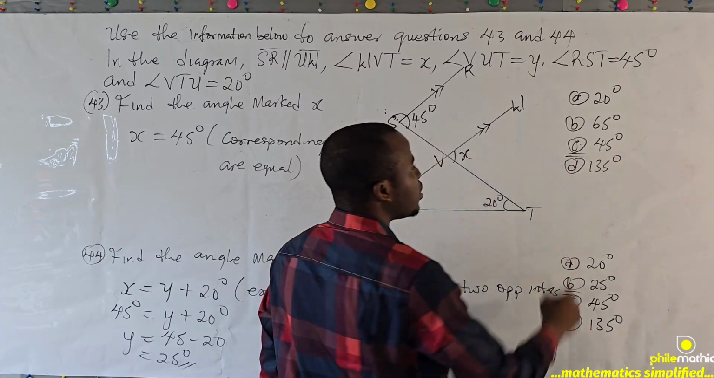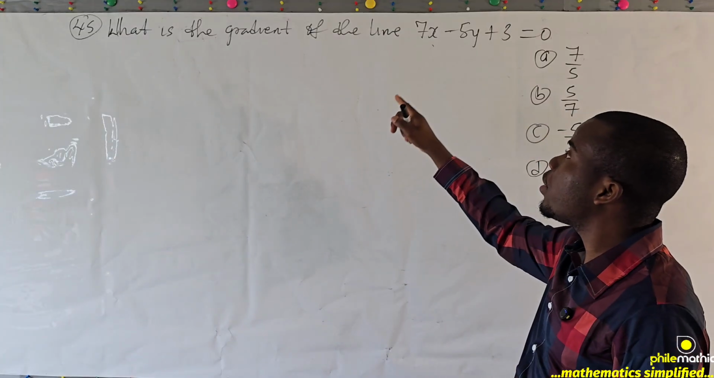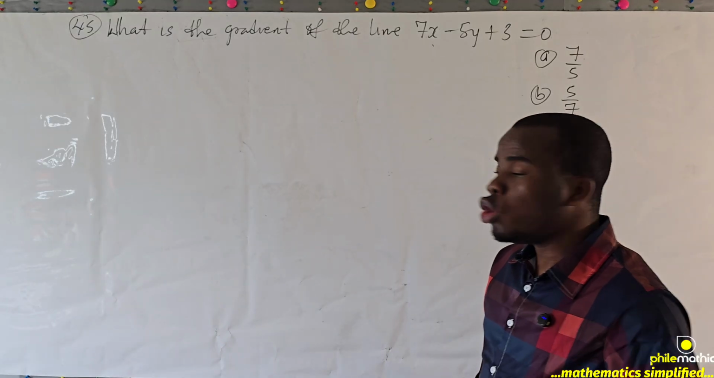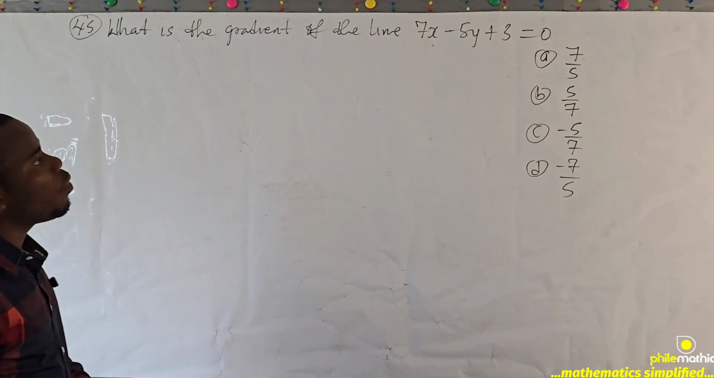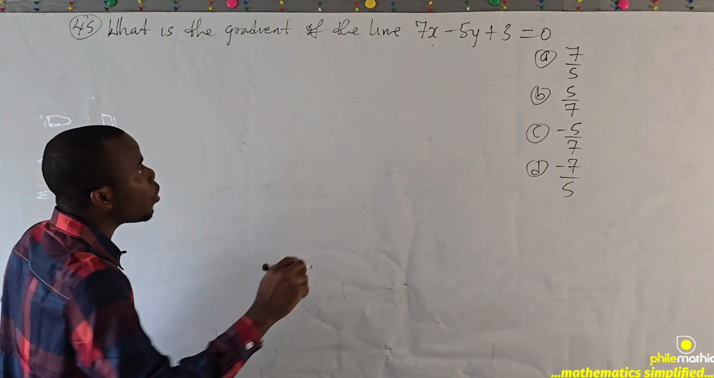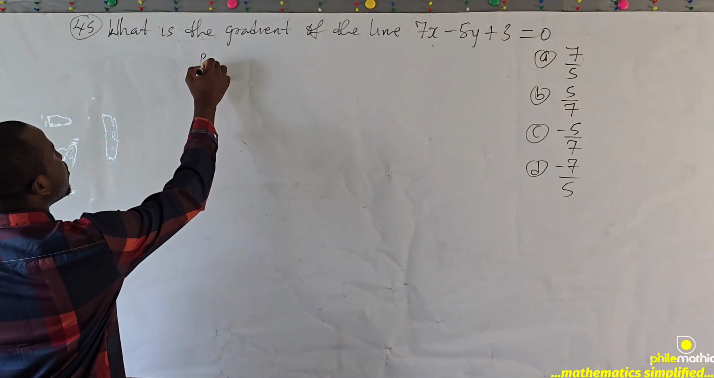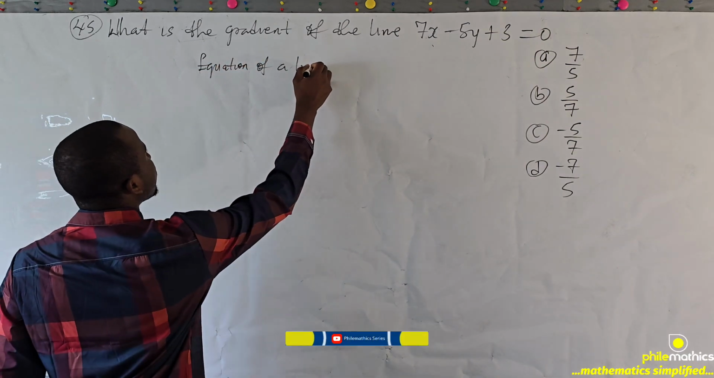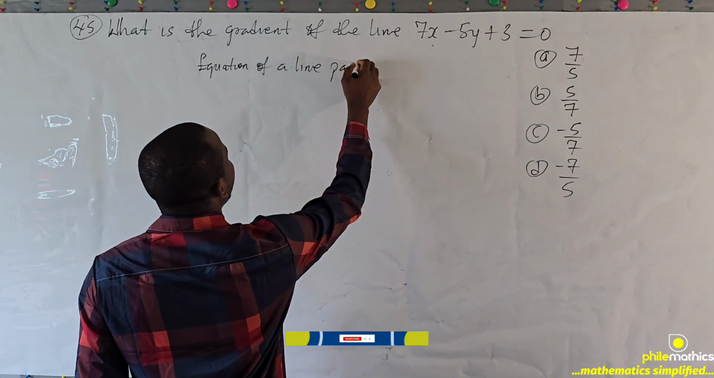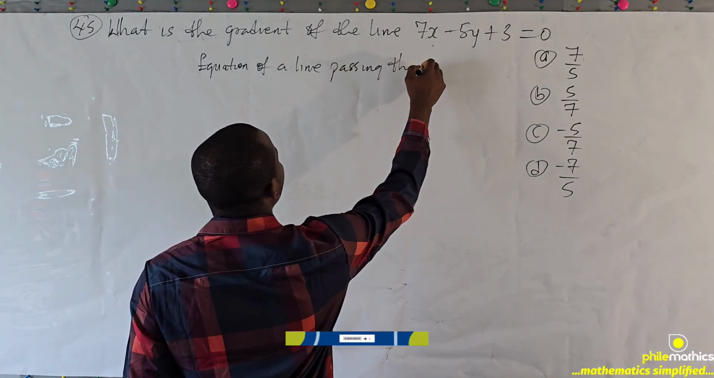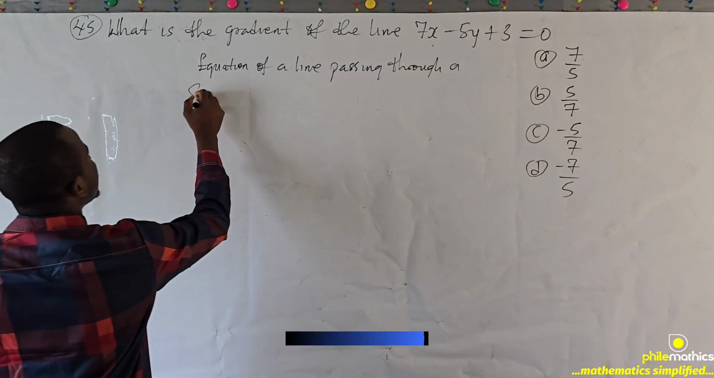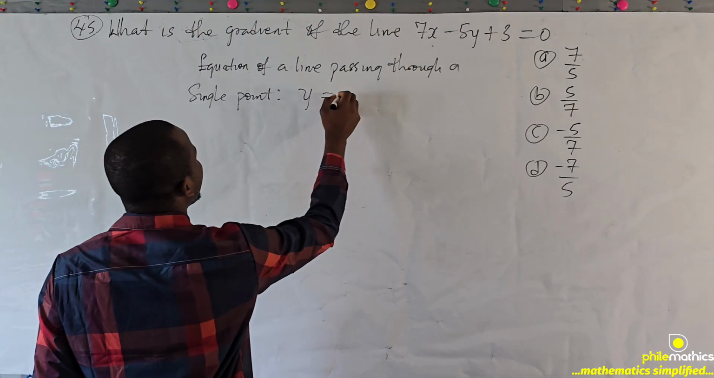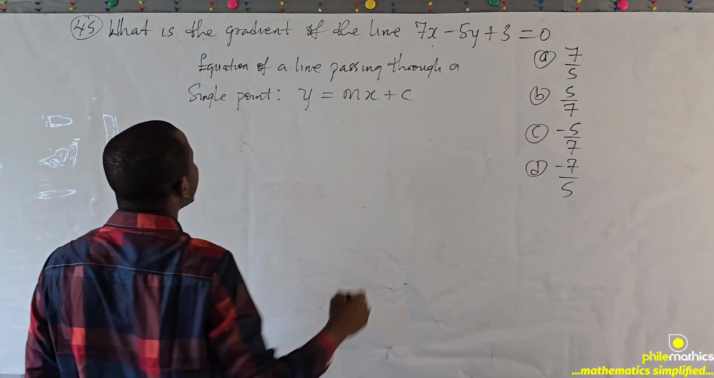The next one is C. What is the gradient of the line 7x minus 5y plus 3 equals 0? You want to recall the formula for equation of a line passing through a single point. It is written as: equation of a line passing through a single point is simply y equals mx plus c.